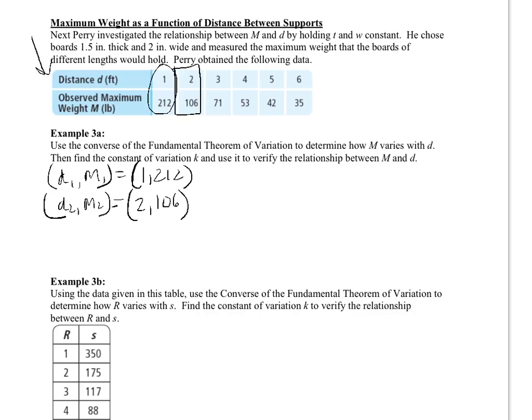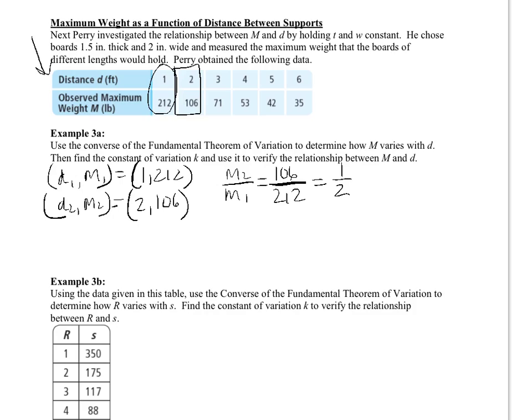Now let's compare our m values. m2 over m1 equals 106 divided by 212, and that's half. So it looks like as our d value doubles, our m value decreases by half.